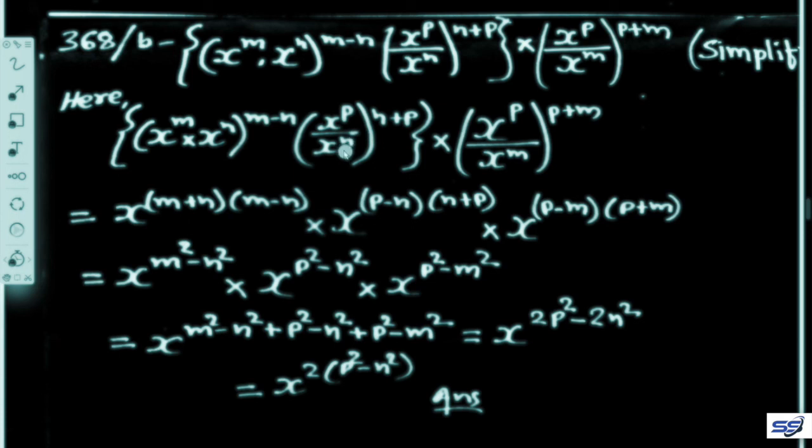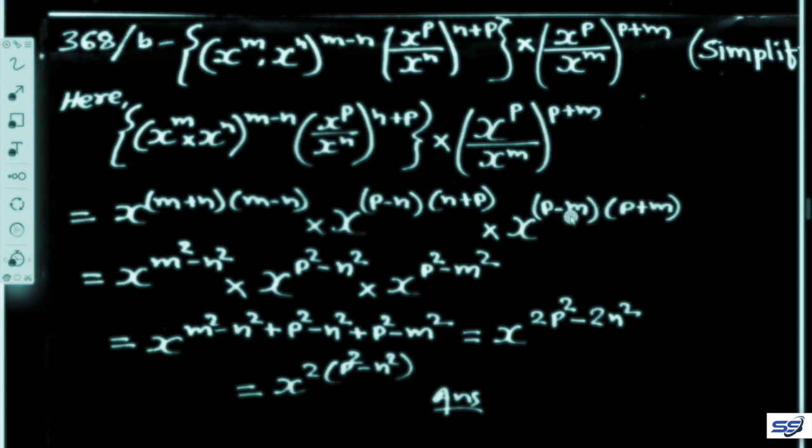Here also, in the lower one the base is the same, so it comes up in the form of multiplication. The lower power shall be subtracted from the power of the upper one, into x to the power p minus n, as n is the power of the lower one and p is the power of the upper one. It means p minus n, and the next power is n plus p. So here comes x to the power p minus n, n plus p. Here also in x to the power p and x to the power m, the base is the same, so the lower power shall be subtracted from the power of the upper one. It becomes x to the power p minus m, into p plus m.